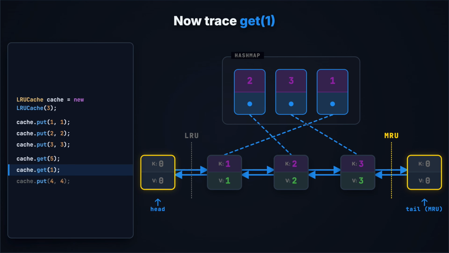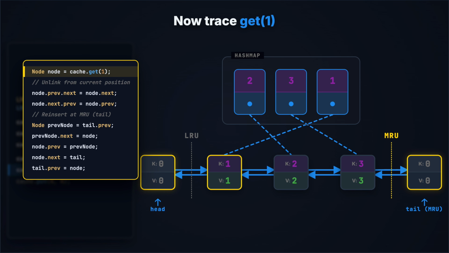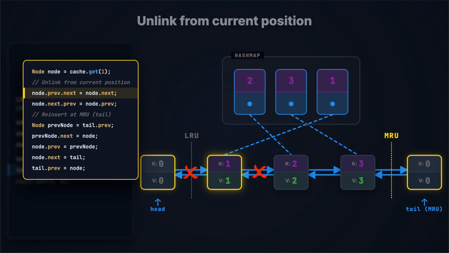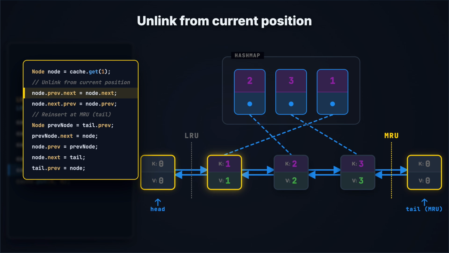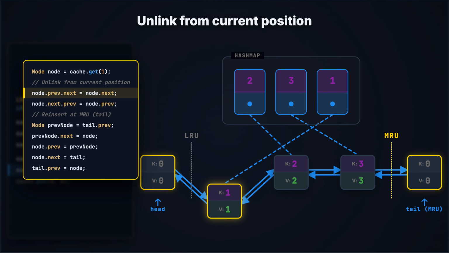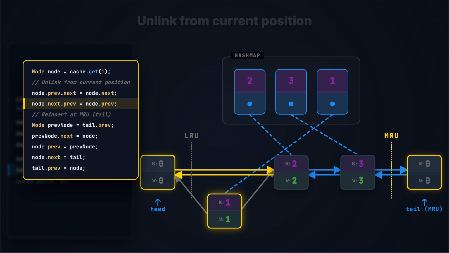But if the key exists, like 1 here, it's a different story. We grab node 1's reference straight from the hash map, unlink it from wherever it currently sits, and reinsert it back at the tail, since that's our MRU end. How do we unlink it? Simple. We point node 1's neighbors directly at each other. They skip right over it, and node 1 lifts free of the chain.